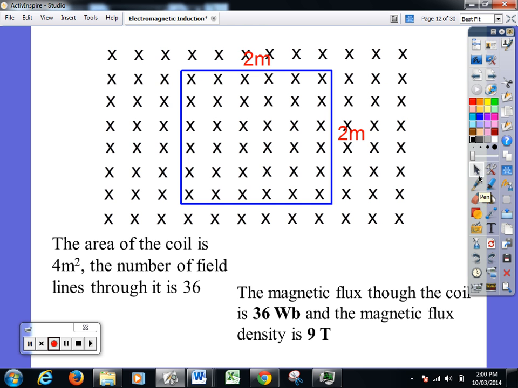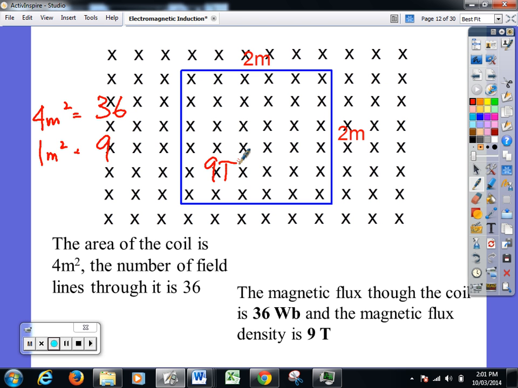No, think about it. The field strength. Field strength is the number of field lines per metre squared. 18. Right, so for 4 metres squared, there would equal how many field lines? There are 36. So in 1 metre squared, there would equal 9. 9 field lines per metre squared means that this field in here is 9 Tesla.